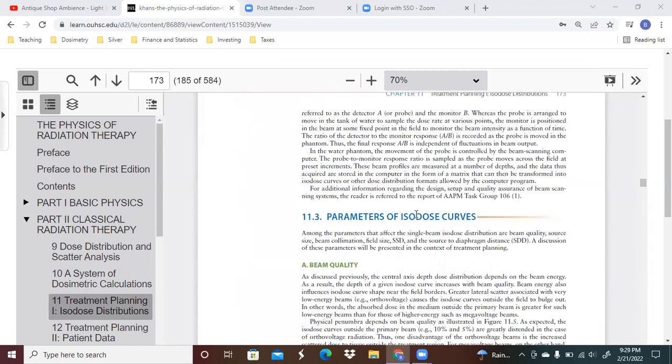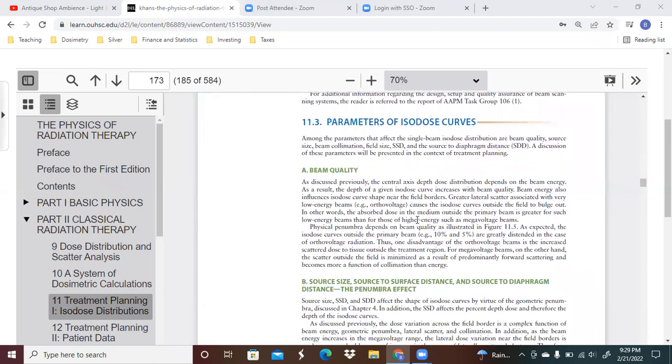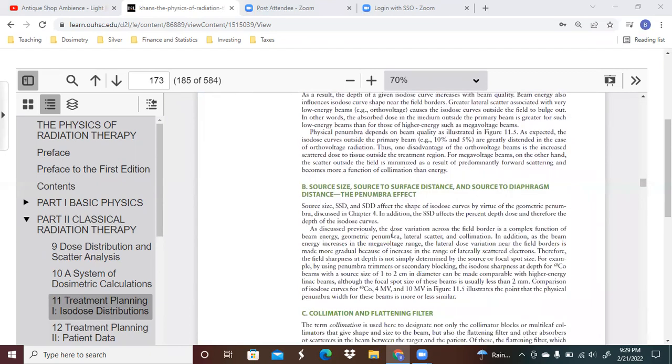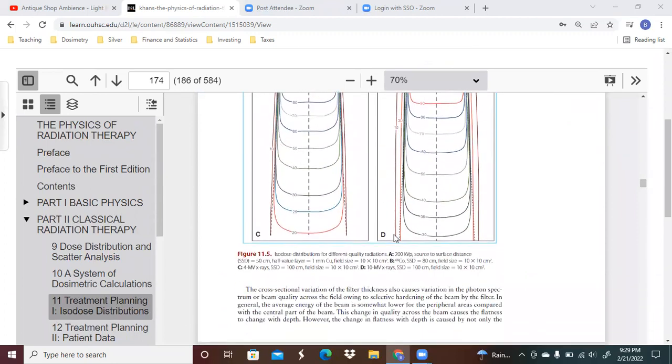I'm not going to go into too much of that, because that goes into the really deep physics side of things, and that's not really where I want you to focus. You've got certain parameters of isodose curves: beam quality, source size, beam collimation, field size, SSD, and the source to diaphragm distance, SDD, which is not really something I've seen used significantly. But these are the types of things that we will get into when we start looking at the monitor unit equation.